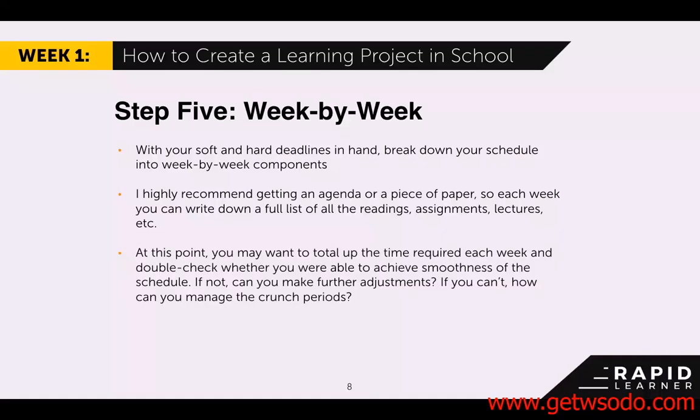So at this point, you may want to check the total time that is required each week and double check whether you were able to get that smoothness by making those soft deadlines previously. So if it looks like, oh wow, I've got a couple weeks that there's almost no work and then I've got some weeks that are crazy amounts of work, then you might need to make some further adjustments. So you might want to shift some things around, make some new soft deadlines.